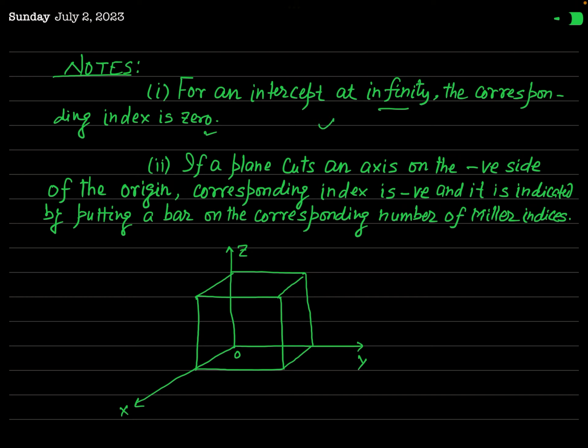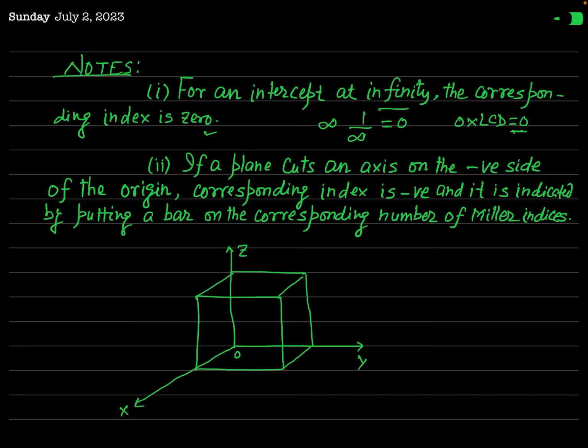will be infinity. And when you take the reciprocal of this infinity, this will be 1 by infinity, and that will be 0. And if you multiply this 0 by the LCD, even after that you will get 0. So it is obvious that for an intercept at infinity, the corresponding Miller index will always be equal to 0. There is no need to find it. Okay, I think we have understood.